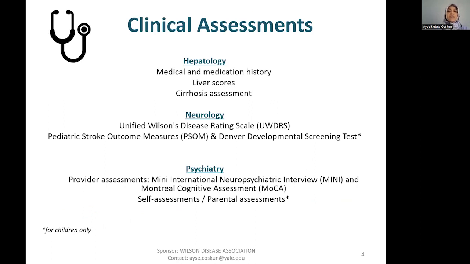Clinical evaluations are completed in three main categories. One, assessment of liver by reviewing medical and medication history, calculating liver scores, and completing cirrhosis assessments. Two, assessment of neurologic functioning using Unified Wilson Disease Rating Scale, also known as UWDRS, Pediatric Stroke Outcome Measures, PSOM, and Denver Developmental Screening Test. Three, assessment of mental health by using validated instruments such as Mini International Neuropsychiatric Interview and Montreal Cognitive Assessment, as well as self-assessments and parental assessments for children.